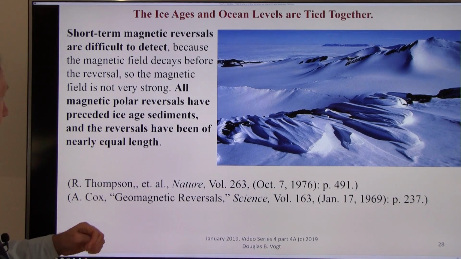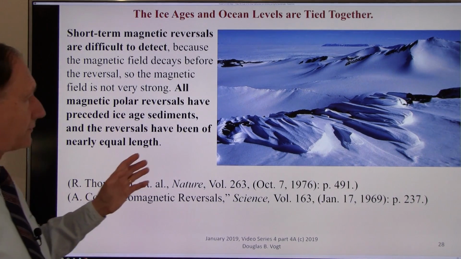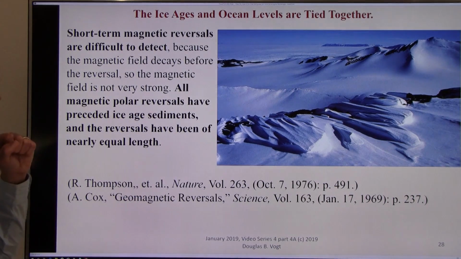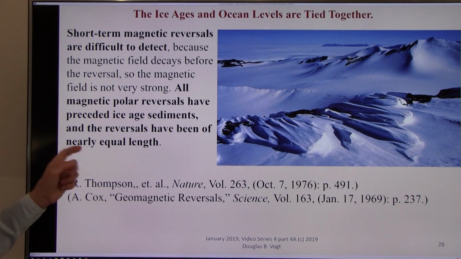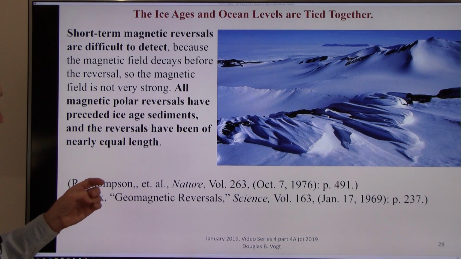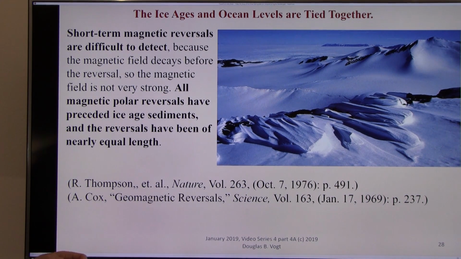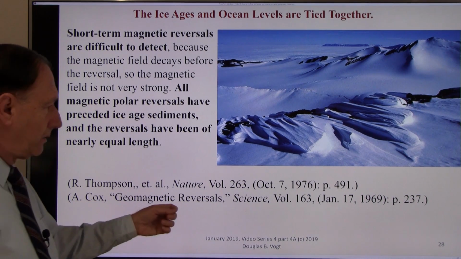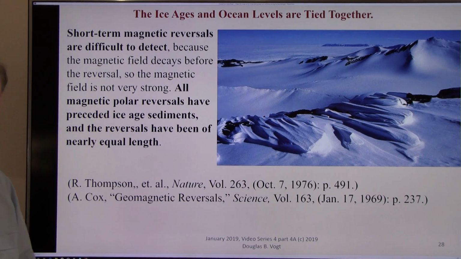I mentioned this earlier, that it's hard to find short-term reversals. All magnetic reversals have preceded Ice Age sediments, and the reversals have been nearly equal length, as I said. And this is the reference for that by Alan Cox, a very good guy. I think he knows the sun nova.